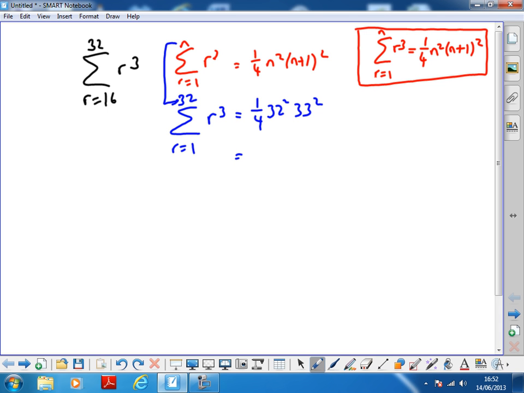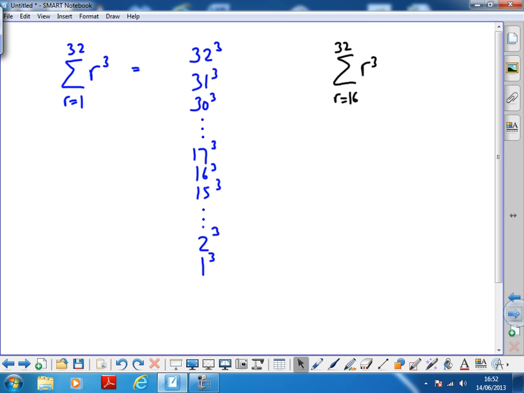And when we work that out, it equals 278,784. So that's what would happen if the question said this. But the question didn't say that. The question said r equals 16. So let's see how they're related.